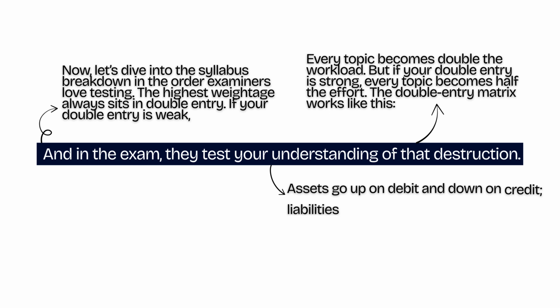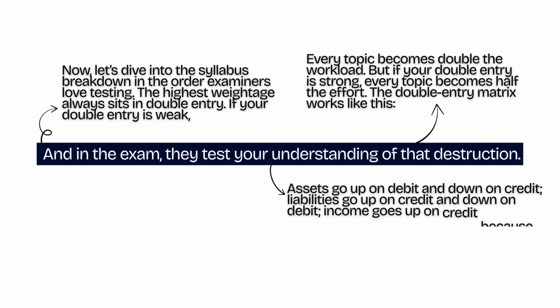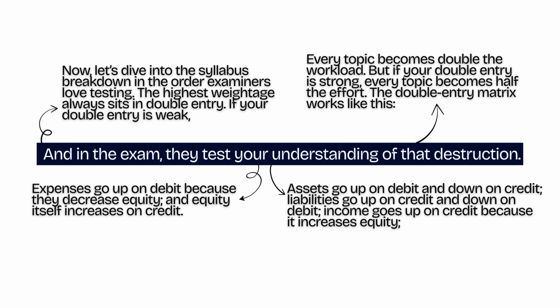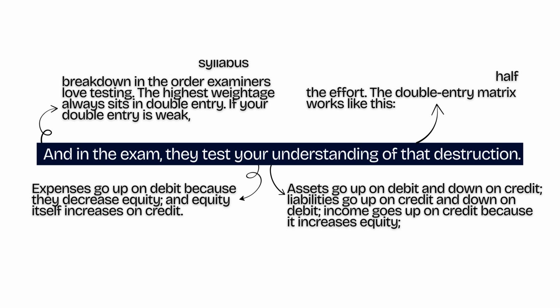Assets go up on debit and down on credit. Liabilities go up on credit and down on debit. Income goes up on credit because it increases equity. Expenses go up on debit because they decrease equity, and equity itself increases on credit.